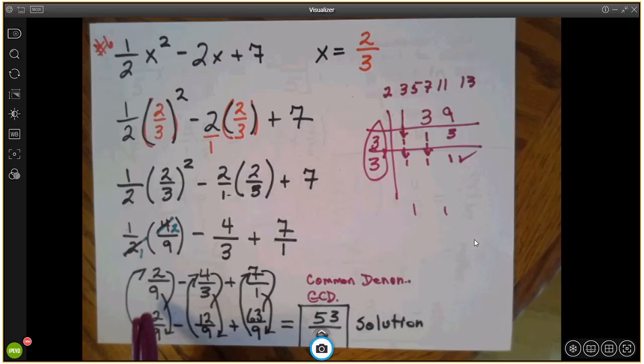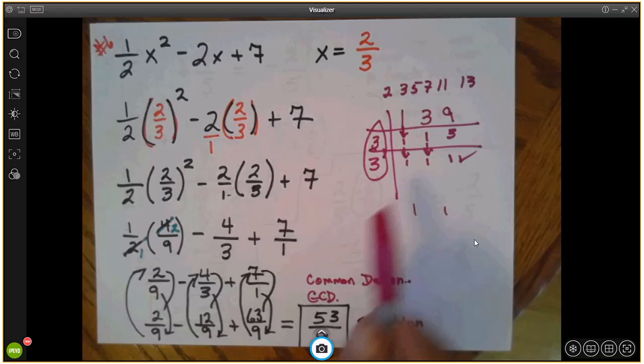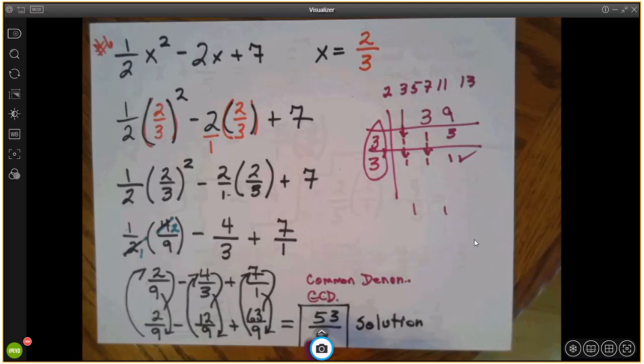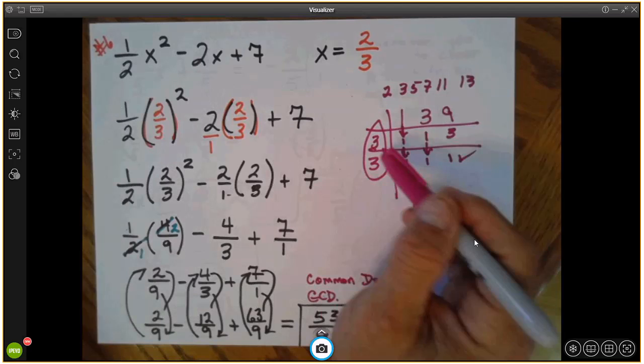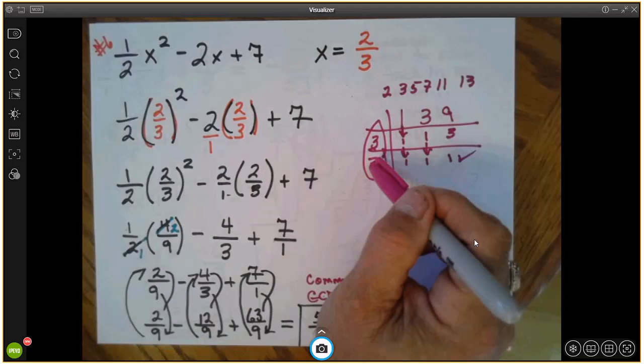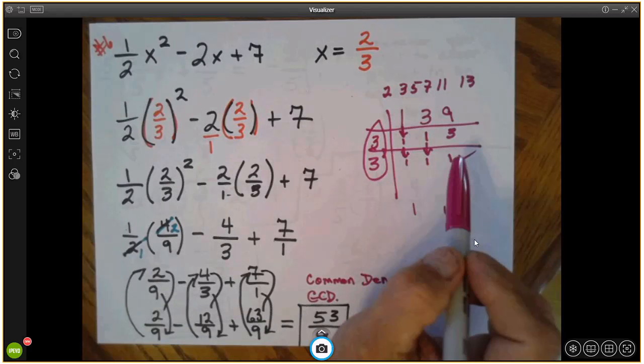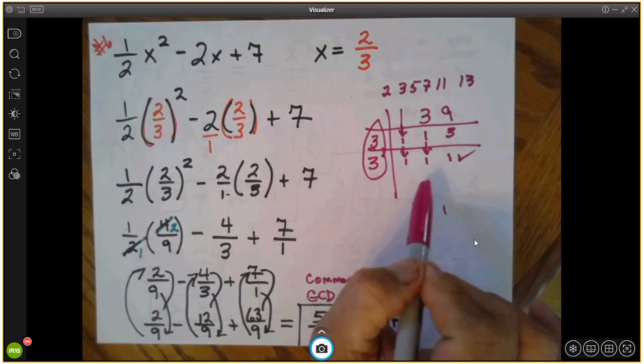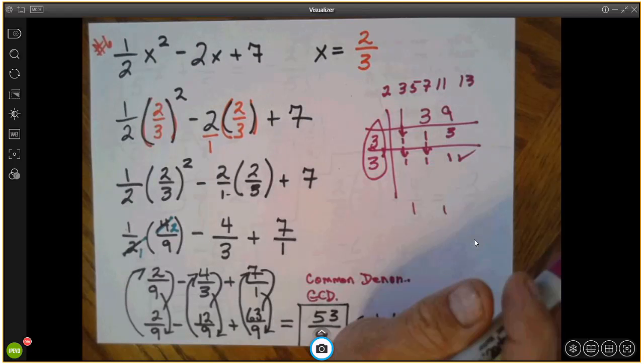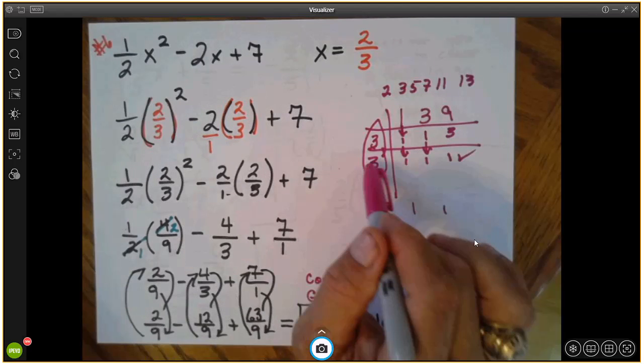And now I've got to get a common denominator. Now, in the first unit, we found the common denominator when we found the greatest common divisor. And that's this number right here, 3 times 3. And if you don't know what this is, then you haven't watched my videos. 3 times 3 is 9, so 9 is the common denominator.